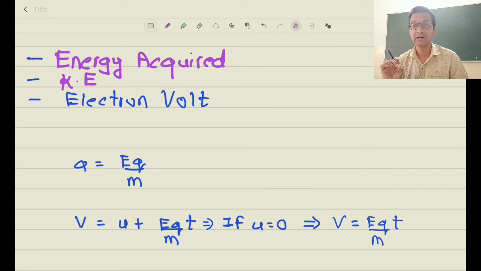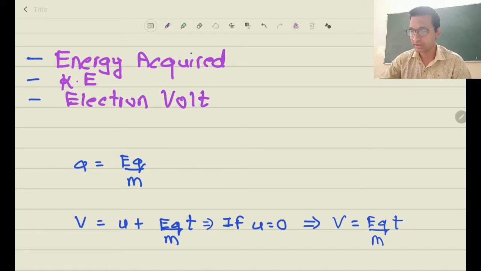There will be a change in energy, and in this class we are going to look at the equation that will tell us what is the change in the energy. It can be kinetic energy or potential energy. Lastly, we are going to see the definition of a new unit called electron volt. It is a unit of energy.